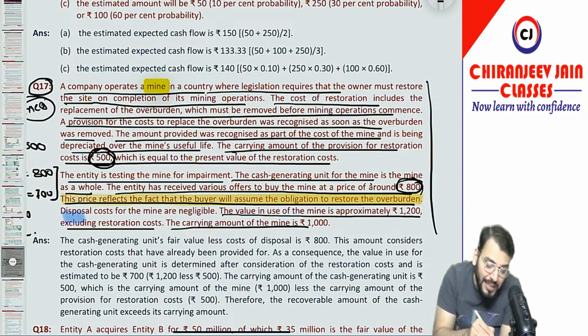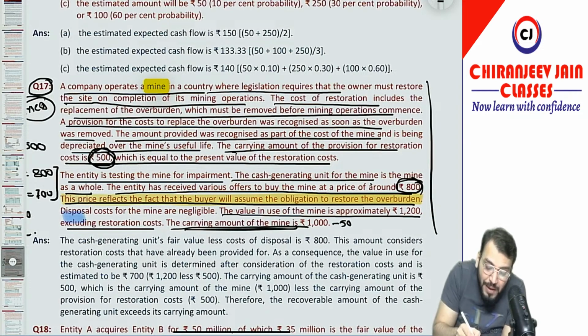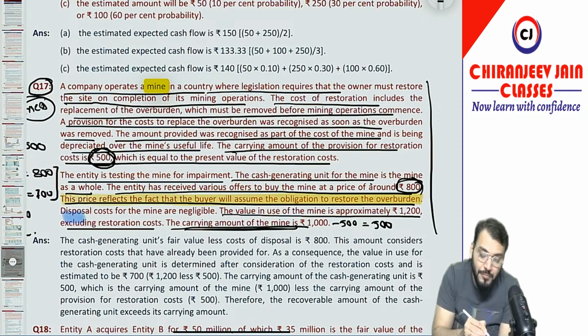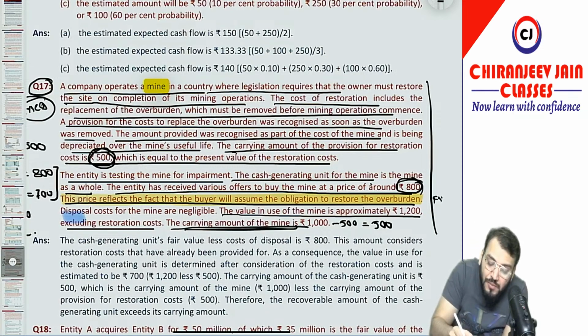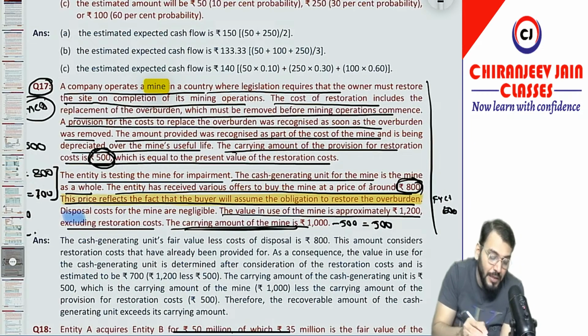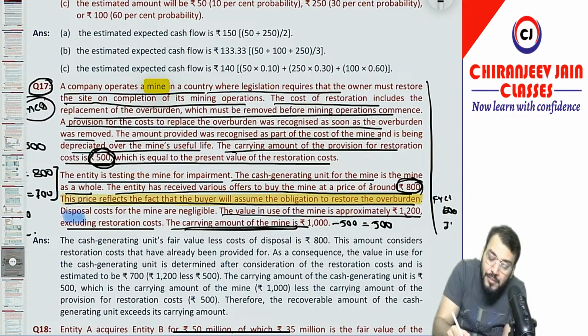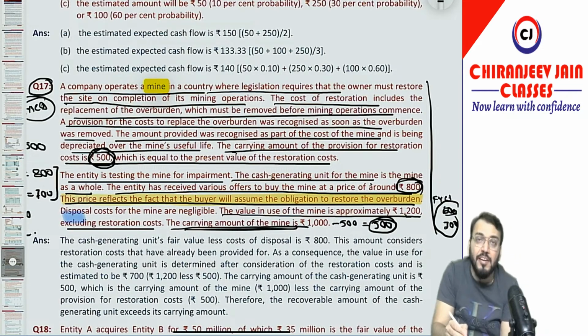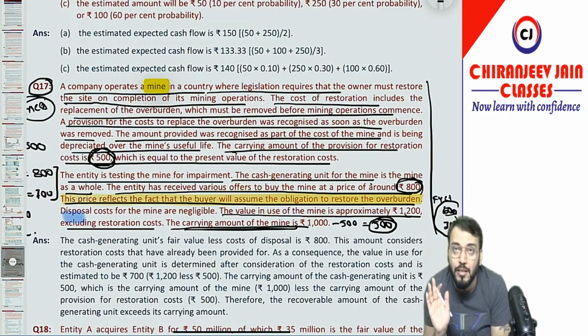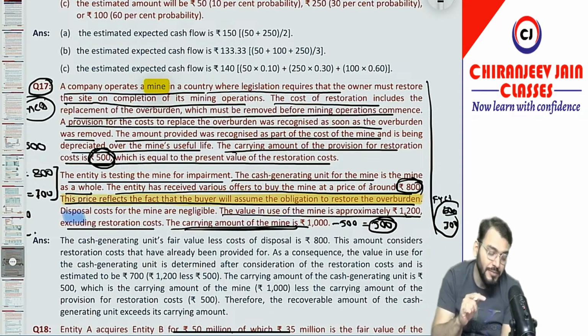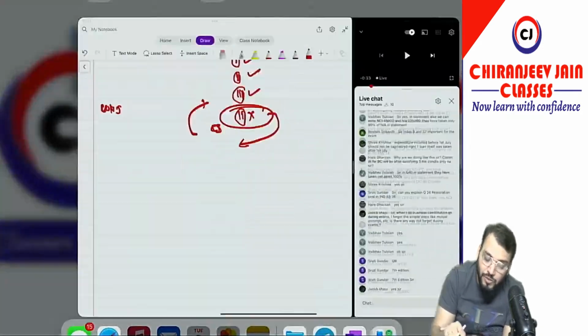So in this case, what is the carrying amount of the CGU given? 1000. What is the liability? 500. So the carrying amount of the CGU is 500. Fair value less cost to sell is 800. Correct? And they have given the value in use of the mine as approximately 1200 excluding restoration cost. Means from value in use also, restoration cost has not been deducted. You should deduct restoration cost, so 1200 minus 500 is 700. We'll take the higher one. Higher is 800. So the carrying amount is 500 and the recoverable amount is 800, and therefore there is no impairment loss. Understood this point? This can also be asked as an MCQ. It is a good question that can be asked in MCQs. Okay, understood now?